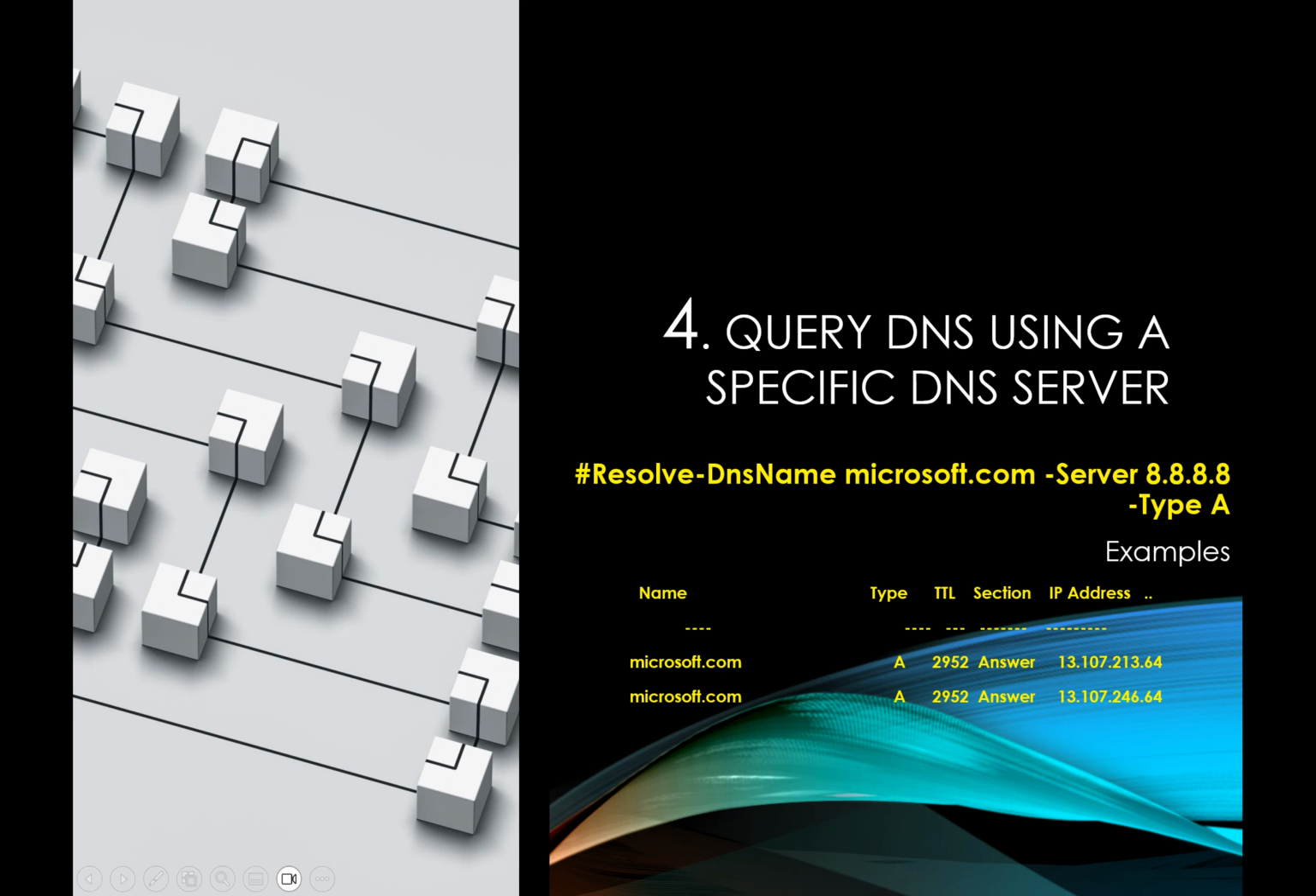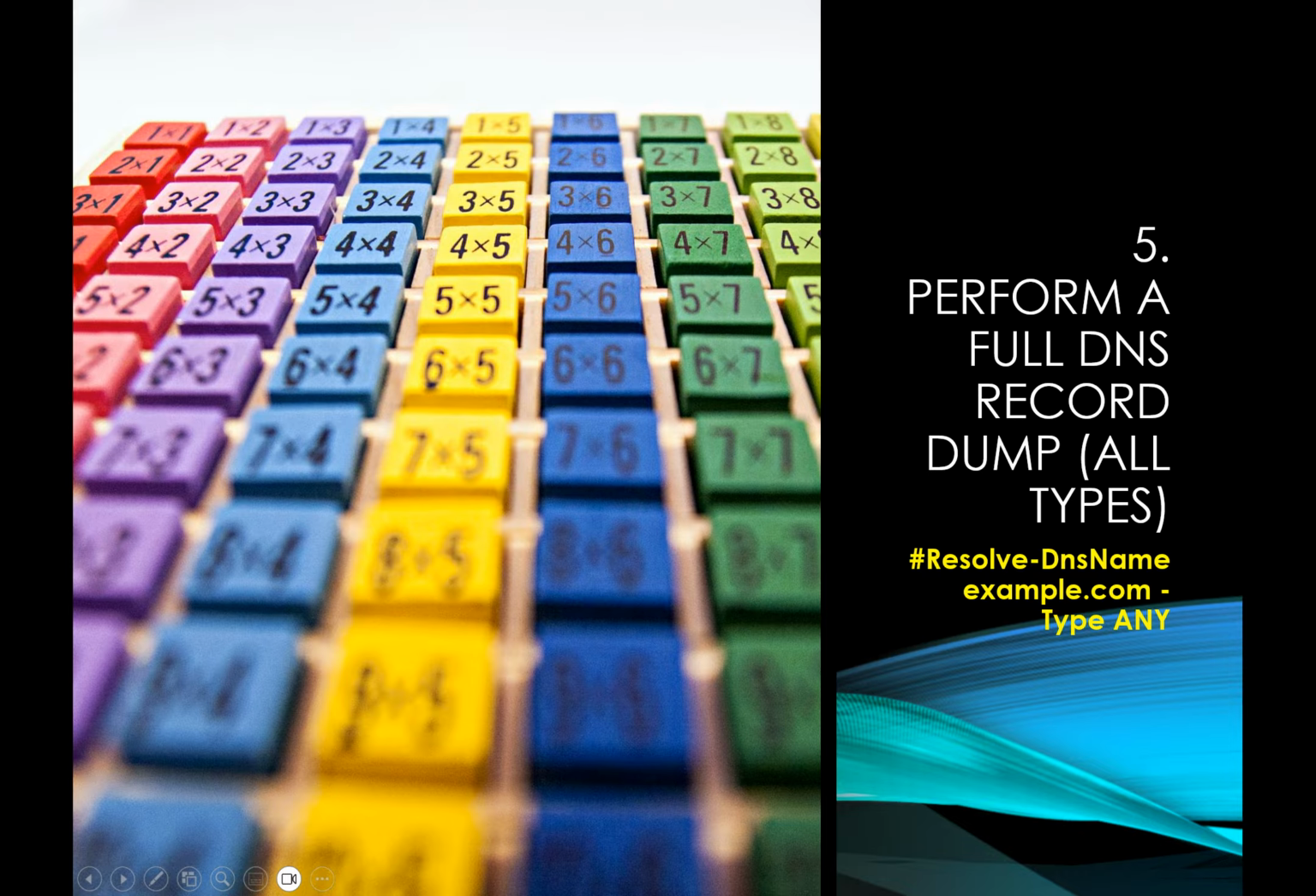Great. If you really want to go further, you can also display the A record for a specific server. Here we want to see what Microsoft.com resolves to, and these are the IP addresses. If you want to perform a full DNS dump of all record types, just type Resolve-DnsName example.com, that means your domain name, with type ANY. That means you will see everything in front of you.